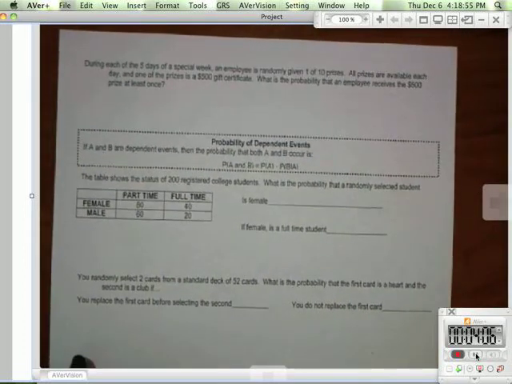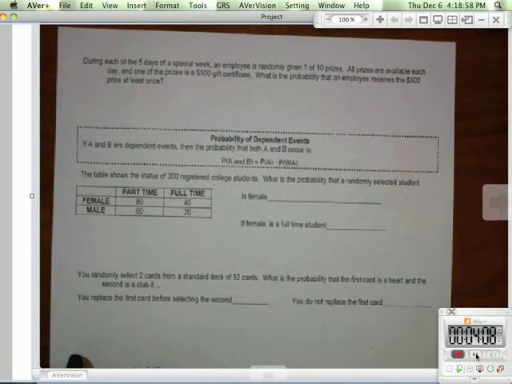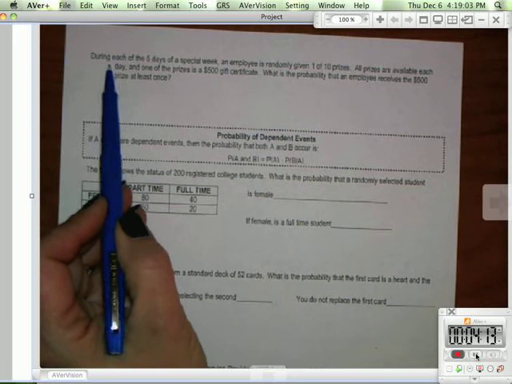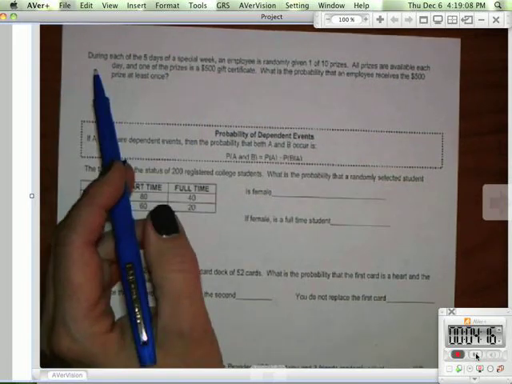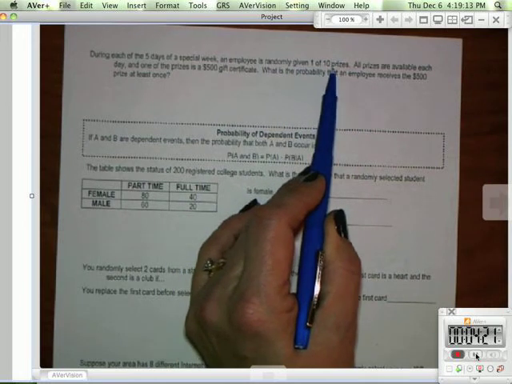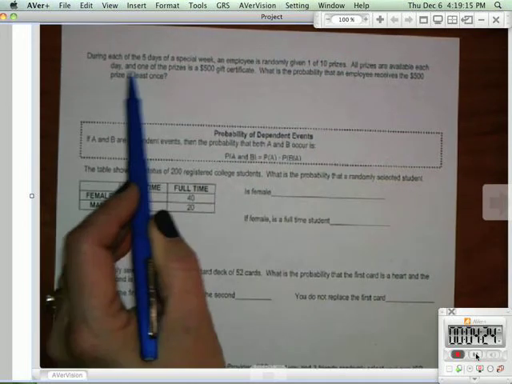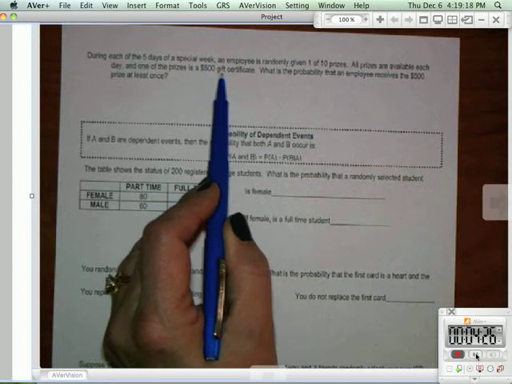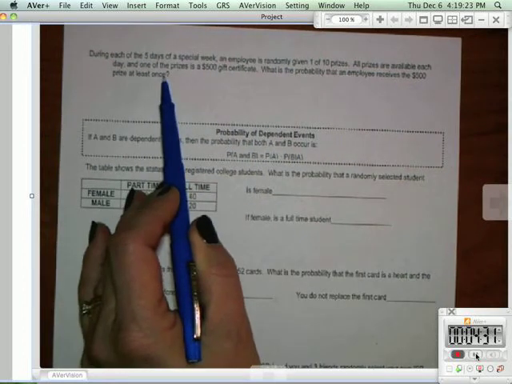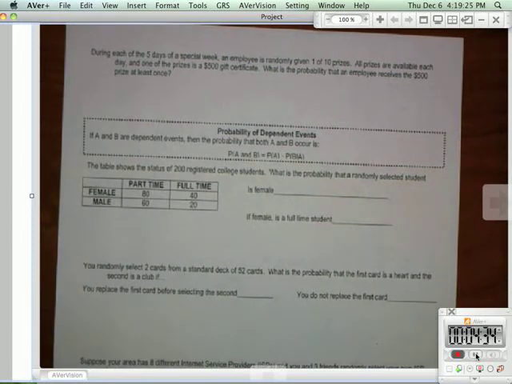Oh, I'm sorry, we have one more situation that's independent here. Let's read it first. It's a story problem. During each of the 5 days of a special week, an employee is randomly given one of 10 prizes. All prizes are available each day, and one of the prizes is a $500 gift certificate. What's the probability that an employee receives the $500 prize at least once? The reason it's independent is because each day is a new chance. It's not affected by what happened the day before.